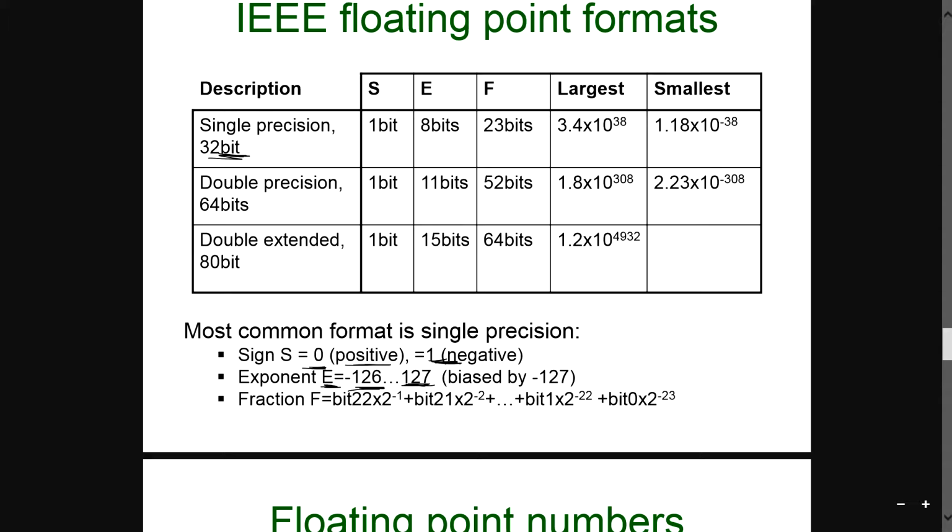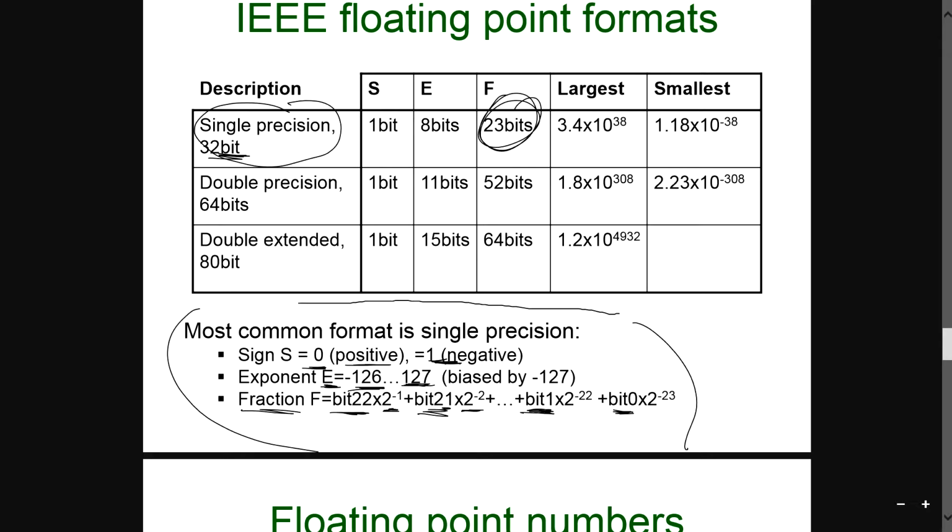Didn't say it. But anyway, the fraction F is equal to the 22nd bit times 2 to the power negative 1, plus the 21st bit times 2 to the negative 2, plus 1 bit plus 0 bit. So in total there are quite a few things. We are talking about 23 bits, for example. We are talking about single precision, so they actually use this as an example.